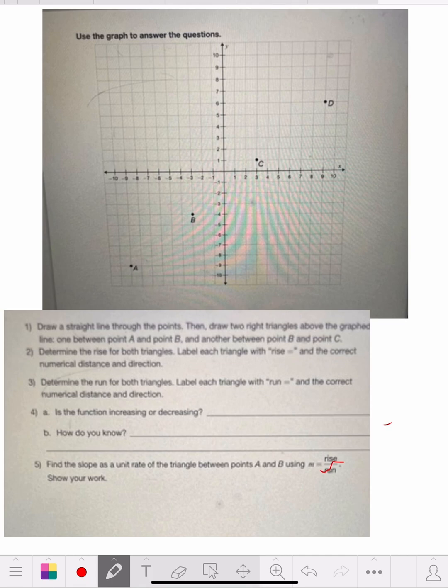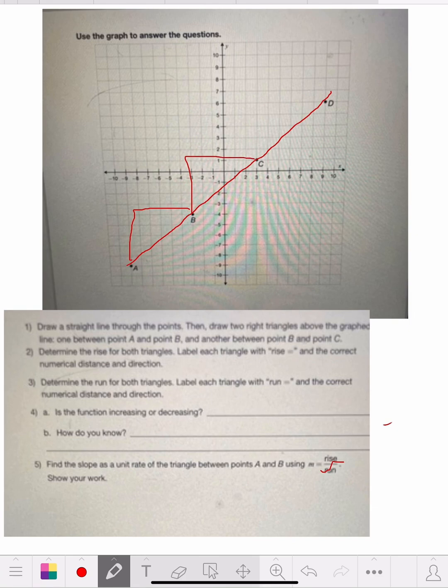Let's draw a straight line. So we start at A, and let me get this pen going. Start at A and we go straight up. Hey, that's a pretty straight line. Okay, so now I have to draw the triangles. So I go up like this, and I go over, and I go up, and I go over.